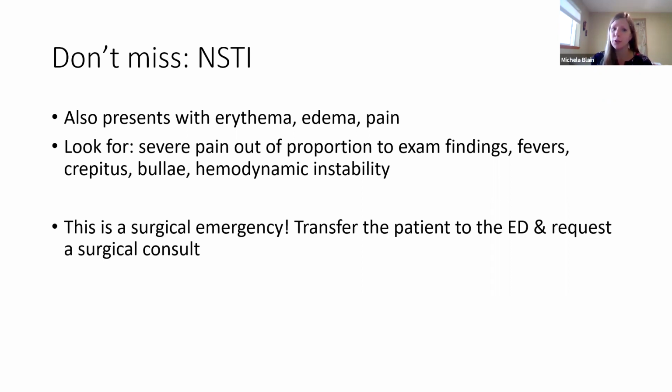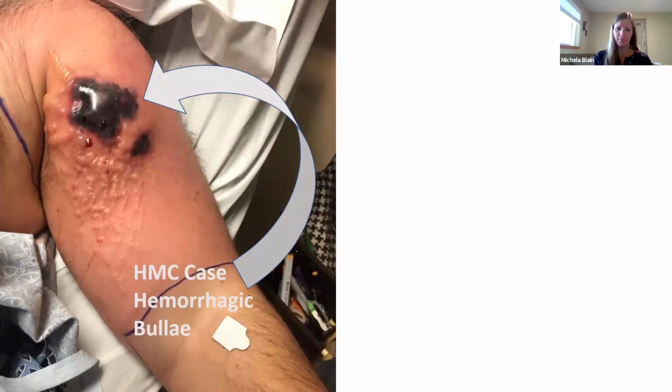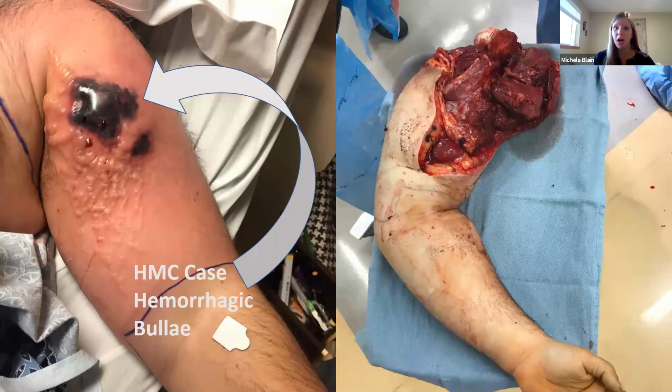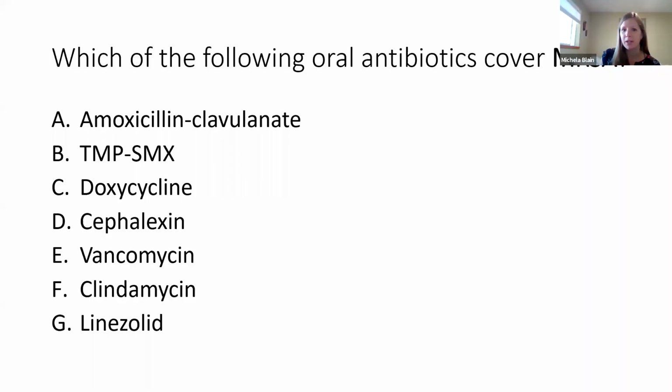And again, this is a surgical emergency, so these folks need to go to the ED and they need a surgical consult immediately. Antibiotics are not going to be their answer. This is a very advanced case of an NSTI, just so you know what these hemorrhagic bullae look like. This guy presented very late. He had a history of injection drug use in that arm, and unfortunately, he lost his arm from that. So antibiotics aren't going to get you there. Talk to your surgical colleagues, but just have this in the back of your mind when you're seeing these folks as an outpatient.